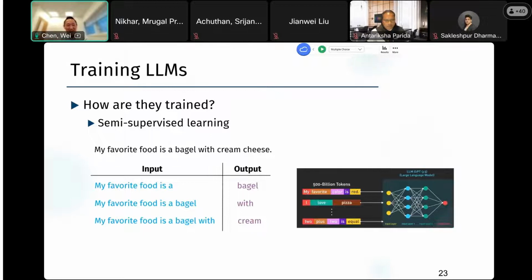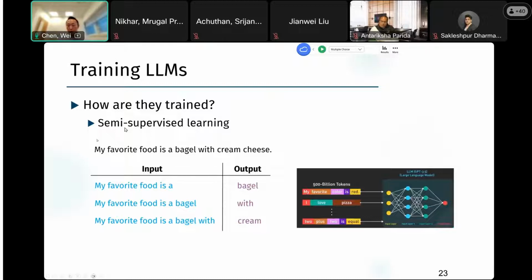deep learning, and you know that labeling the data is very hard. It's very, very expensive. So the breakthrough in large language models is that they use so-called semi-supervised learning. Instead of labeling the data using humans, they just use the text they collected from the internet. Here is how semi-supervised learning works.